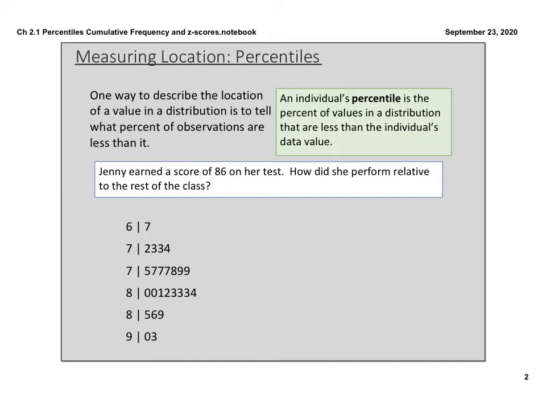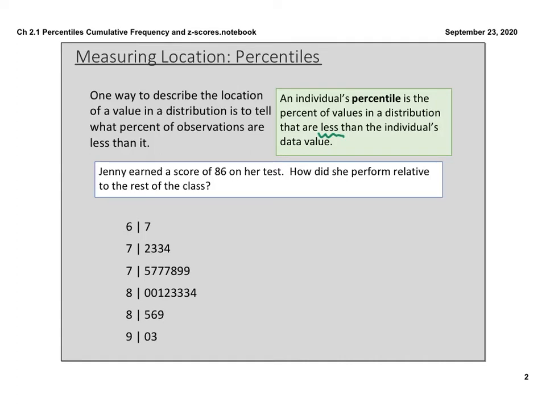So measuring percentiles in a data set. Before we get into the normal distribution piece, we're going to talk about measuring percentiles. One way to describe the location of a value in a distribution is to tell what percent of the observations are underneath it, are less than it. So an individual's percentile is the percent of values in a distribution that are less than that data value. That's an important thing to note. We're looking at the ones that are underneath your individual data.